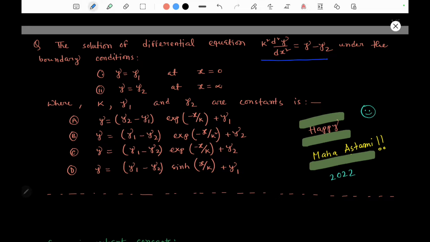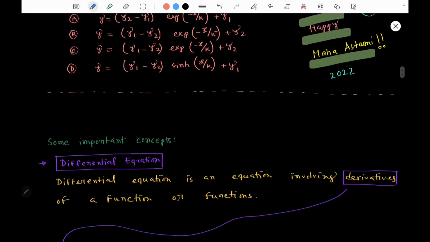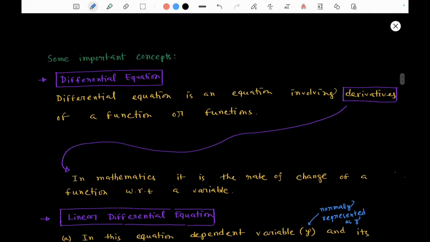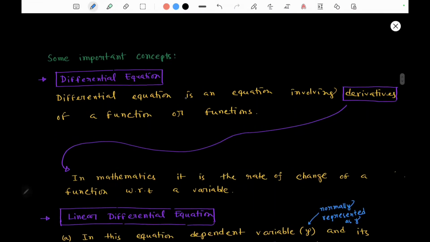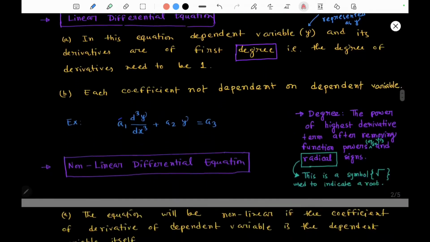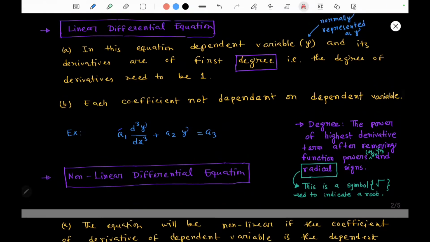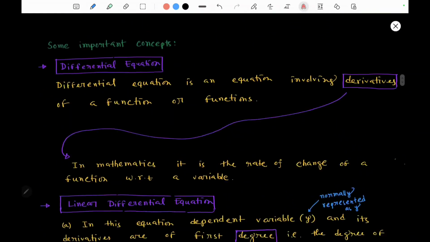Okay, so let's start the solution, and before solving this question we need to learn some concepts. First of all, what is a differential equation? A differential equation is an equation involving derivatives of a function or functions. Here we can see y is a function of x, and we see the derivative of a function, so this is a differential equation.